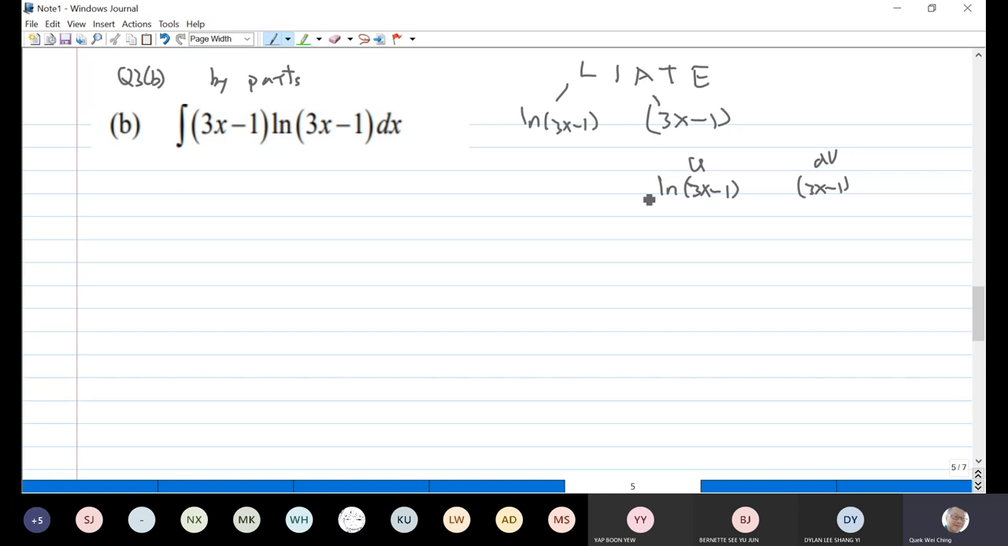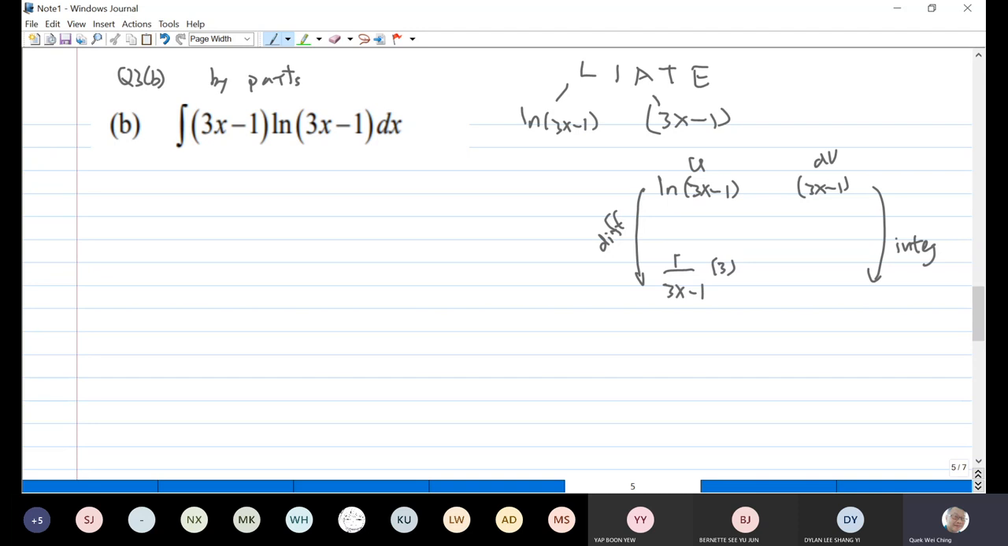Then u you differentiate, v you integrate. This is the tricky part. So differentiating log of 3x minus 1, you must use the chain rule, right? You should get 1 over 3x minus 1, and then differentiate 3x minus 1: 3 minus 1 gives 3 again. So this is using the chain rule.